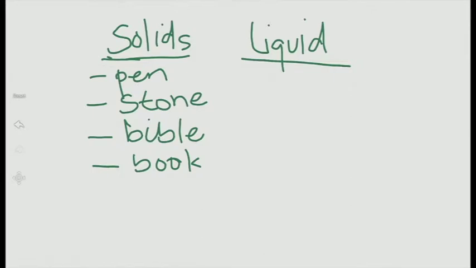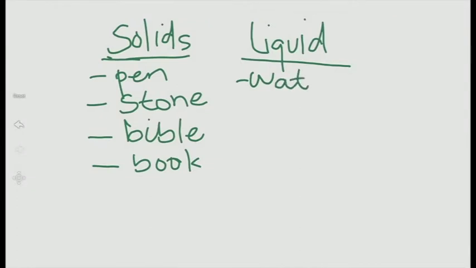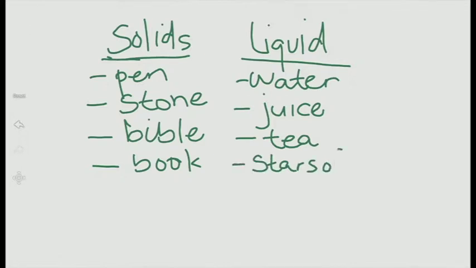Now let us give examples of the substances that are in a liquid state. They are all what? Matter. Under the liquid state, there are so many substances, but I'm just going to name a few, and we are just going to name as much as you can. Now, liquid, we have water, the obvious one. We have juice. We have tea. We have starch. All those substances that are in a liquid state, they are also what? Matter.